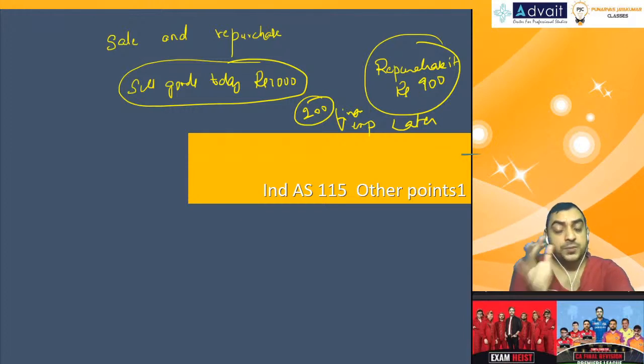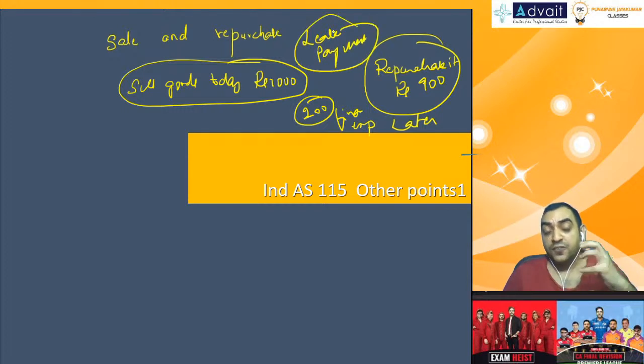Repurchasing at a lower price means, why will you repurchase at a lower price? Because in this period, the person to whom you have sold is using the asset. So you are charging him for using the asset, and you treat it like a lease payment. The difference, if the sale price is more, you treat like a lease payment. If the sale price is less, you treat like a financial expense. That is one thing, sale and repurchase agreement.